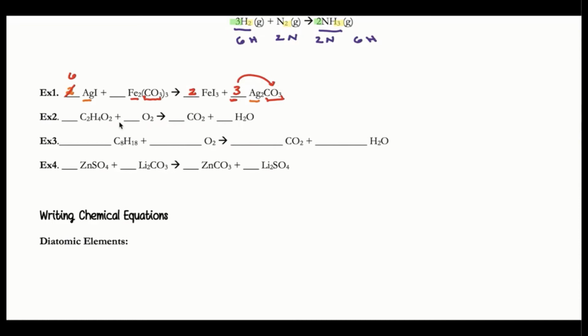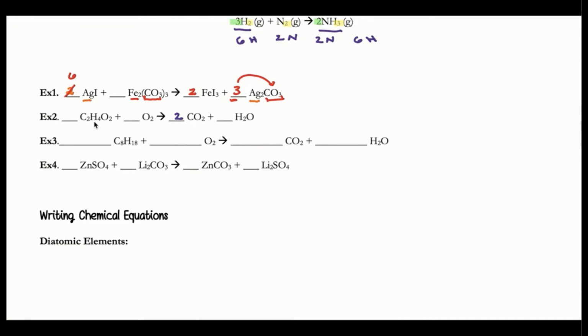Okay? All right, for number 2, I've got C2H4O2, so I'm going to first deal with my carbons. I always like to deal with what's the most obvious first. What looks the most scary to me is oxygen, because every single molecule here has an oxygen, so I'm going to deal with that last. Okay? So I've got 2 carbons on my reactant side and 1 carbon on my product side. So what I'm going to need to do is put a 2 in front of carbon dioxide. So now I have 2 carbons on the reactant and product side.